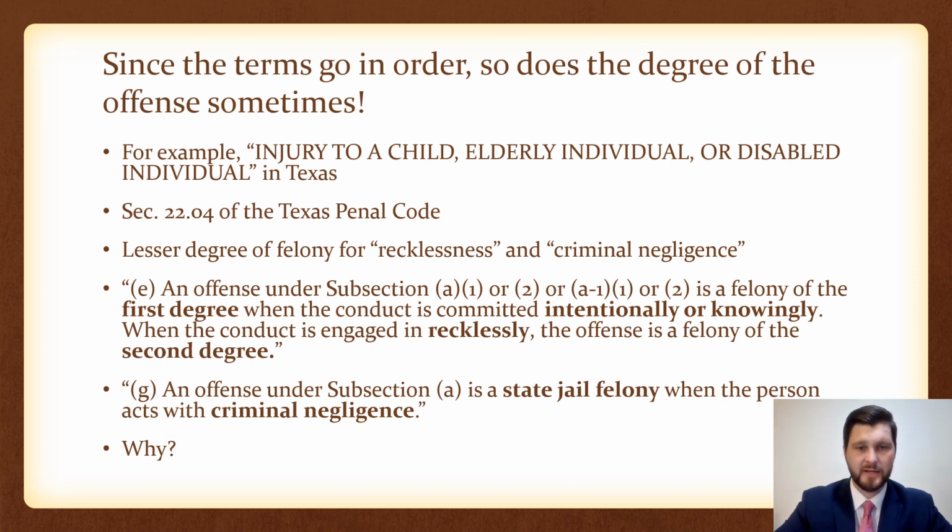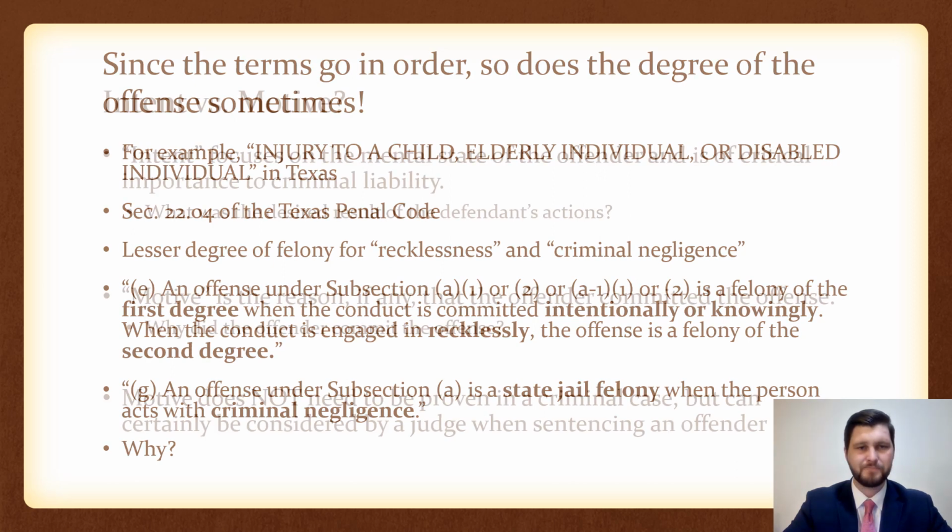Under subsection G, it's a state jail felony, which in Texas is the lowest level of felony, when the person acts with criminal negligence. And we've already answered the question of why, because if somebody is simply negligent, we don't want to punish them as much as the person that purposefully injured a child, elderly individual, or disabled individual. I hope that makes sense to y'all. I think that's a fairly easy concept to grasp there, of course. It ties back into week one of why we have punishment and what the general theories of punishment are.